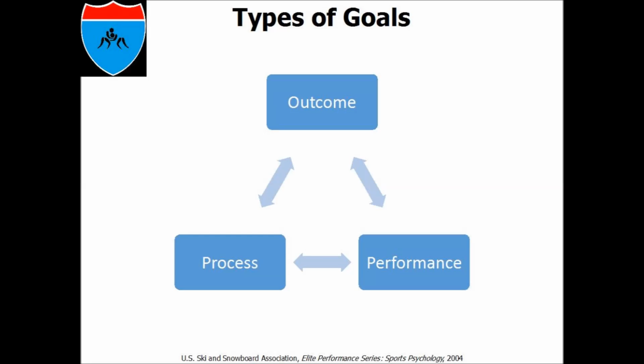Nonetheless, result and outcome goals are what most people focus on. If you look at that triangle, you can see how process and performance goals lead to the outcome goal. Now, process and performance goals are real similar, but you can break them down into two different parts. Again, we're talking about types of goals.